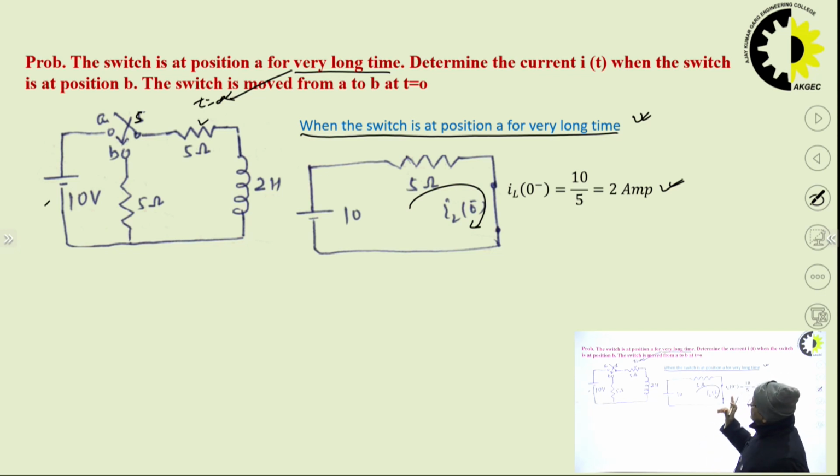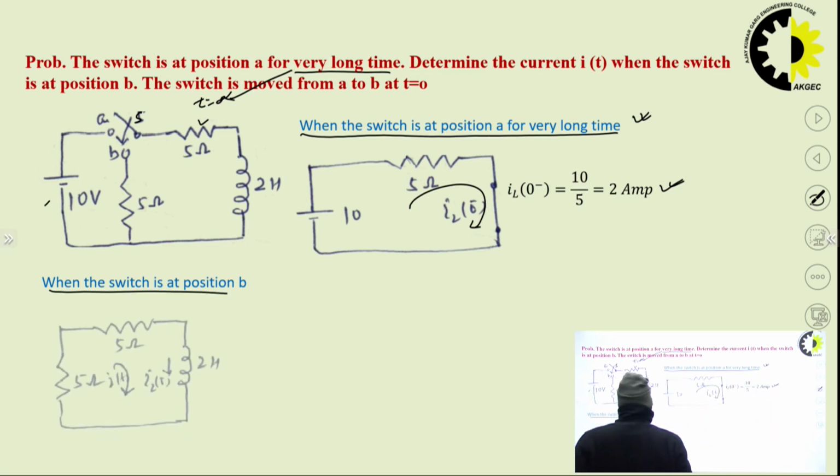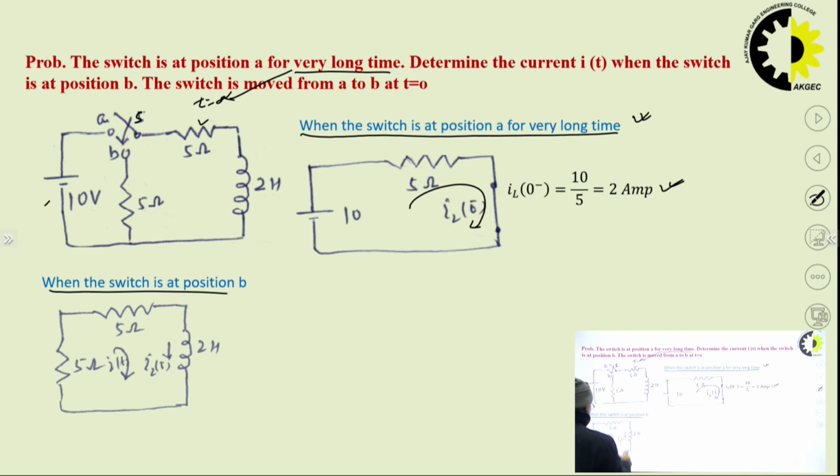Now, when the switch is at position B, draw the equivalent. So, this is the circuit in time domain. When the switch is at this position, this is the circuit: 5 ohm, 5 ohm and 2 Henry. Here one can write the equilibrium equations applying Kirchhoff's voltage law, getting the integro-differential equation, and then apply the Laplace transform to get I(s), and then invert it to get i(t). This is one way.